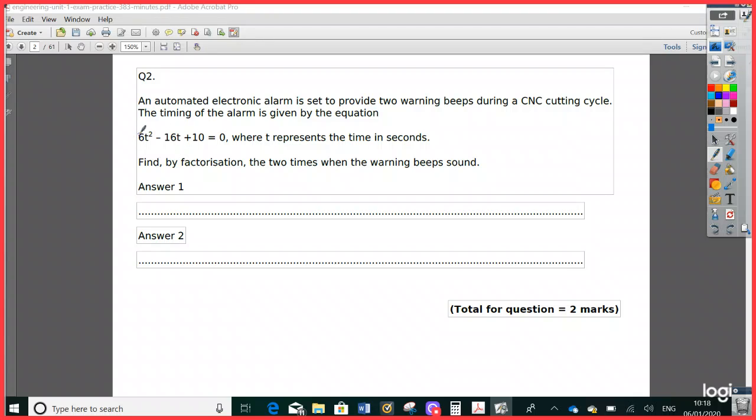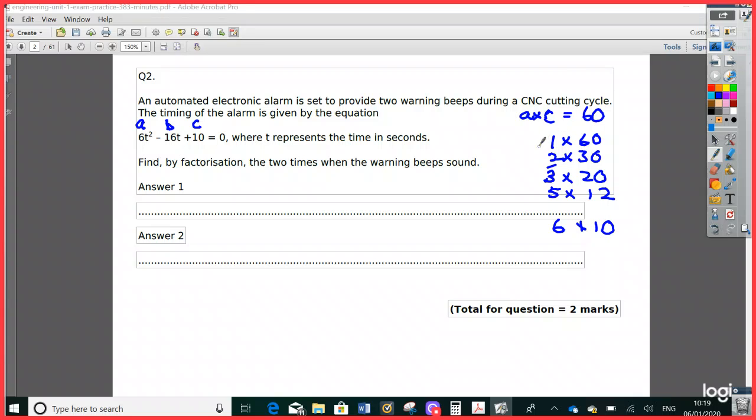So step 1, in order to do this, you need to take, this is your a, this is your b, this is your c, do a times c. That will give you 60. Then you need to find as many numbers that will multiply to make 60. So 1 times 60, 2 times 30, and what else? 3 times 20, 5 times 12, any more? 6 times 10. Okay.